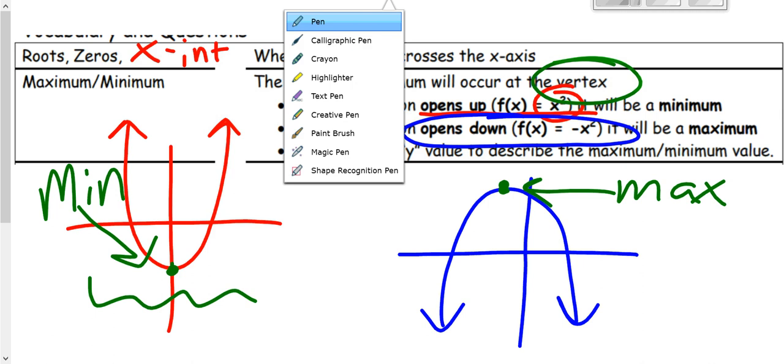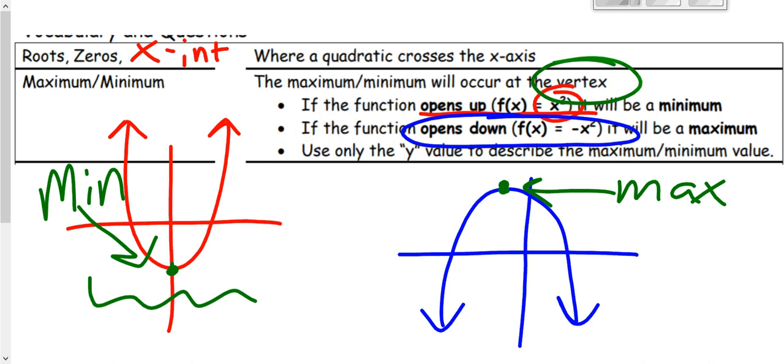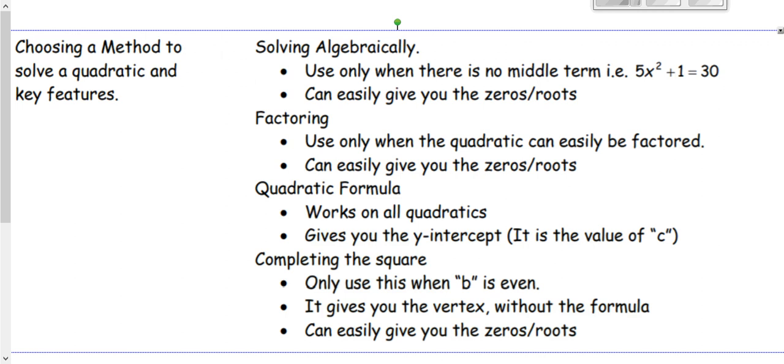Now, something super important, I'm going to highlight it here for you. When we're talking about the value of the max or the min, you only want to use the y value of that coordinate. We don't care how far off left to right from 0 that max or min is, but we do care about how far above or how far below 0 that maximum or minimum is. And that's the value that we're going to be comparing when we're comparing maximums and minimums, is that y value. Okay, super important.